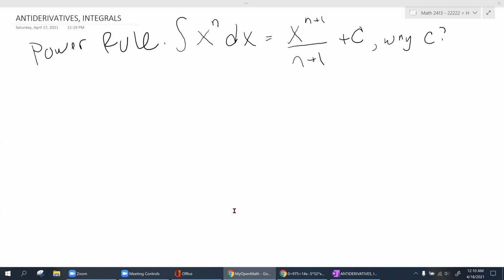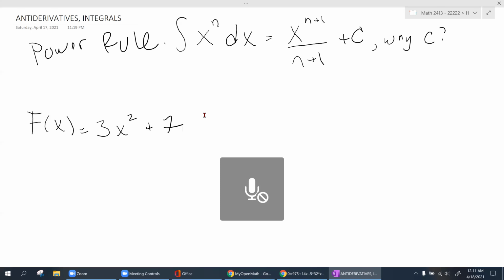Even though the word antiderivative is used, I'm going to just jump straight into it and state integration. That's what I'm going to be stating, integration. All right, so let's do a good example. I have a function here, plus 7.